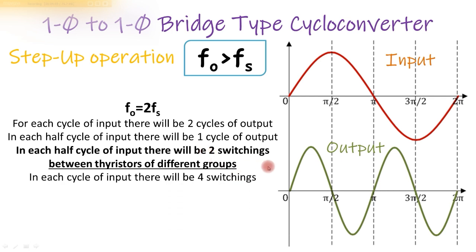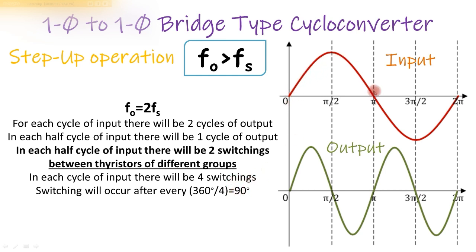So in each half cycle there will be two such switchings, so there will be four switchings in a complete cycle of the input. So 1, 2, 3 and 4. There will be 4 switchings because output is positive, negative, positive, negative in this duration. So to obtain this output where there are 2 cycles of output, we have to have 4 switchings. And each switching will then occur at an interval of 90 degrees.